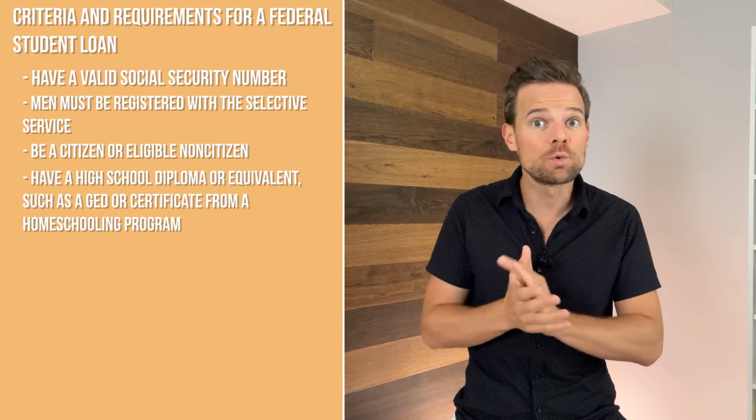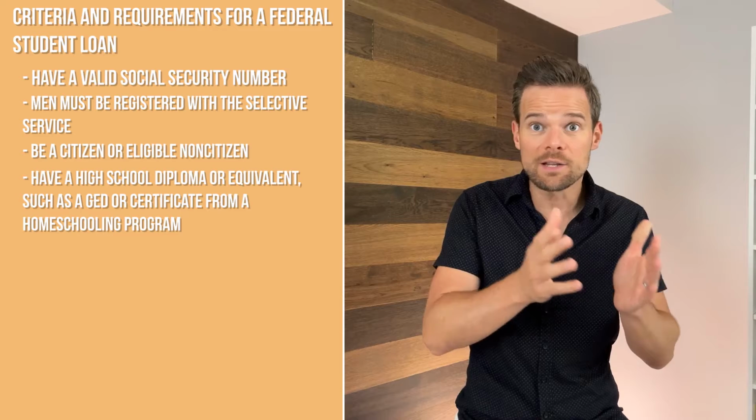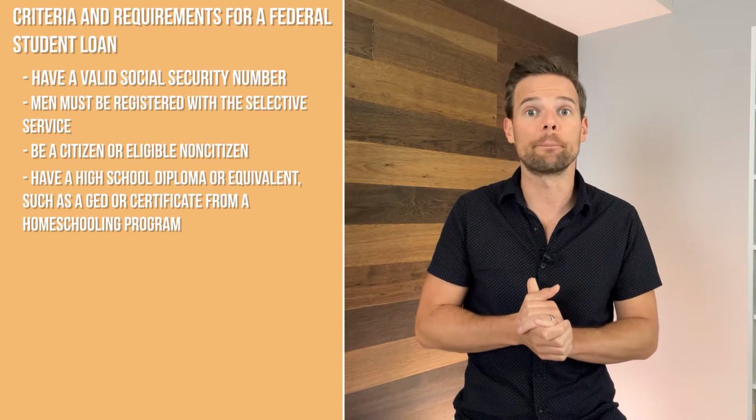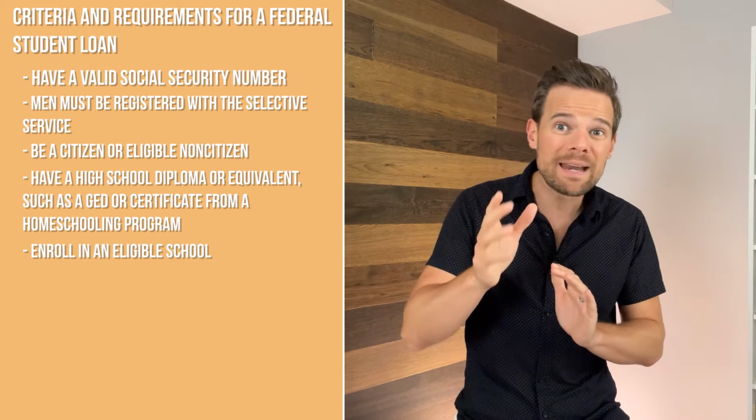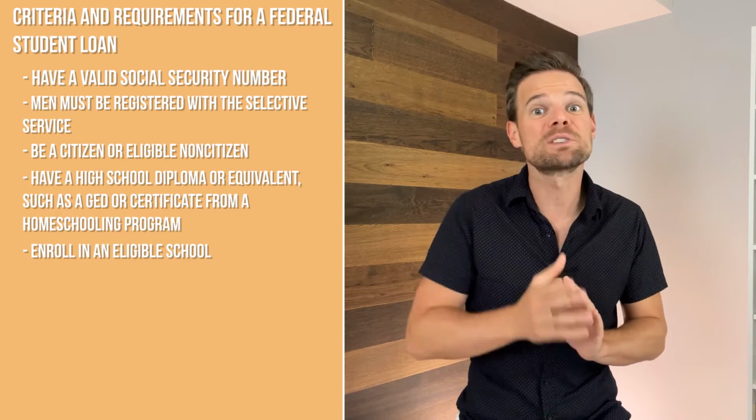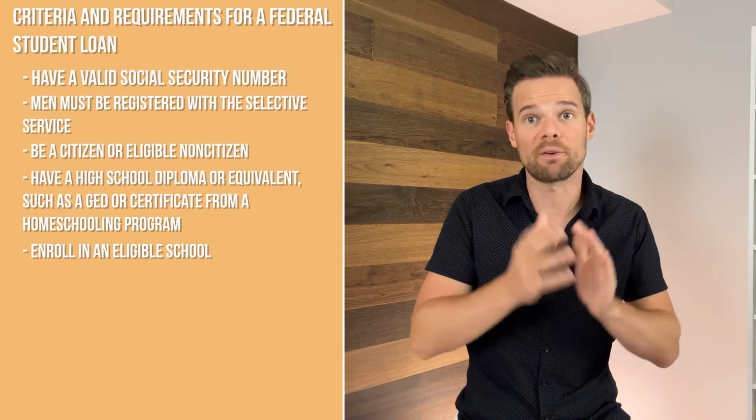You need to have a high school diploma or equivalent, such as a GED or certificate from a homeschooling program. You need to enroll in an eligible school. Students at unaccredited schools might not qualify for federal aid. Some schools also choose not to offer federal aid.